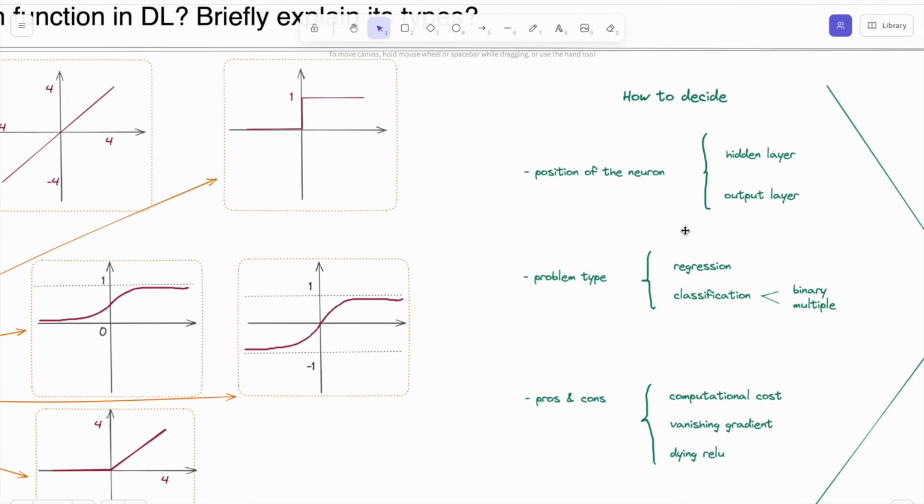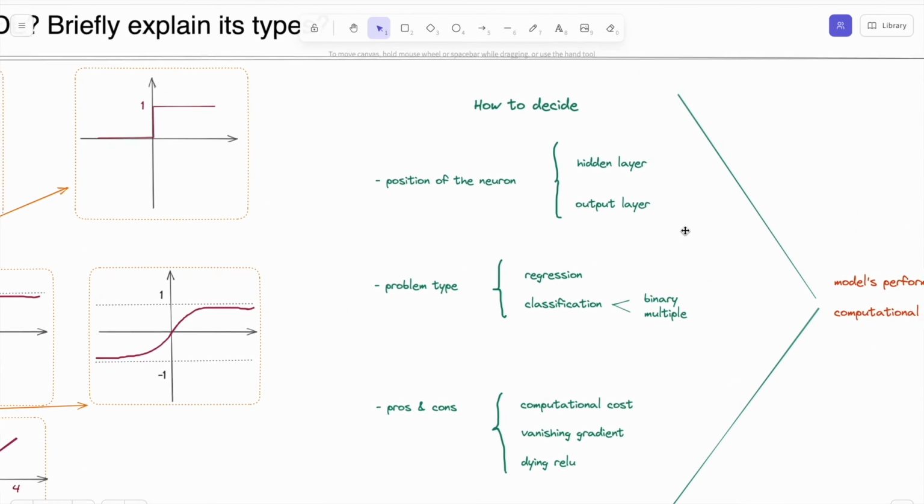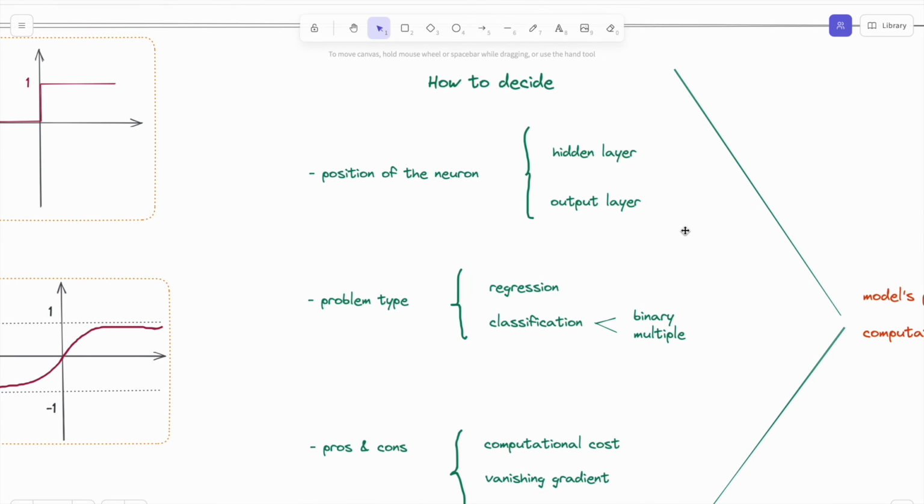But how to decide? How can we decide which activation function for which neuron? Basically, we can say that the position of the neuron is quite important, because if it is in the hidden layer, then ReLU is the mostly employed activation function, but of course, according to problem type, it can change. If the neuron is in the output layer, and the problem type is regression, then the activation function can be linear activation function. But for the classification, if it is binary classification, then sigmoid. But if it is multiple classification, then softmax, another activation function, can be used.